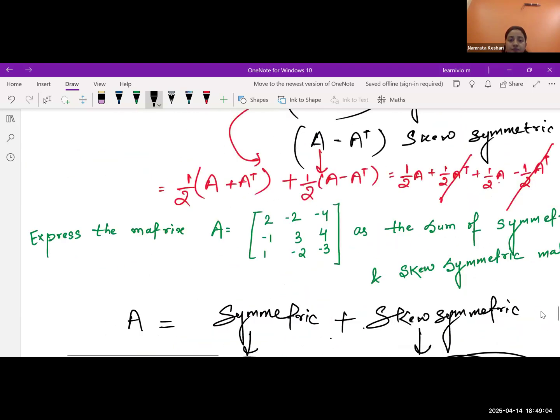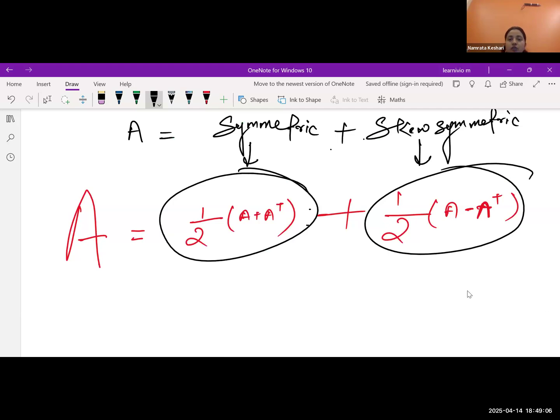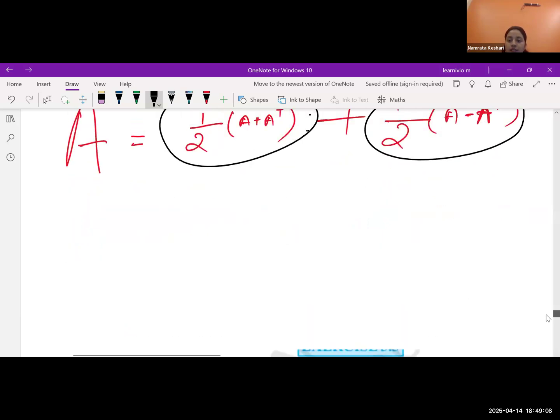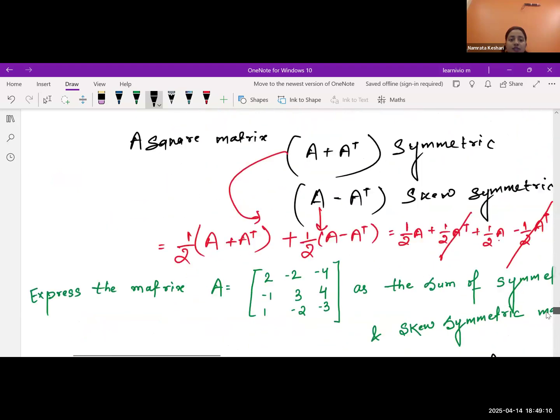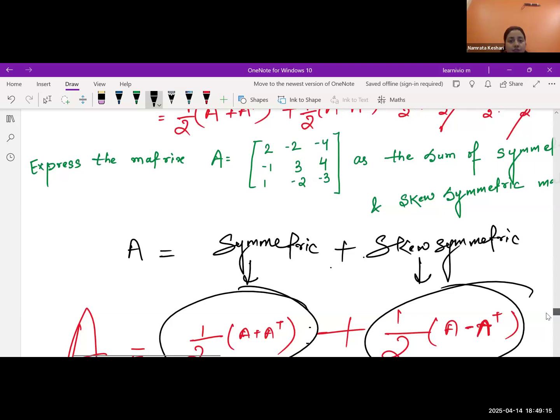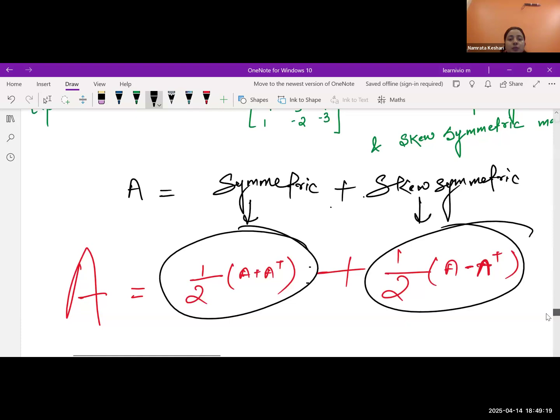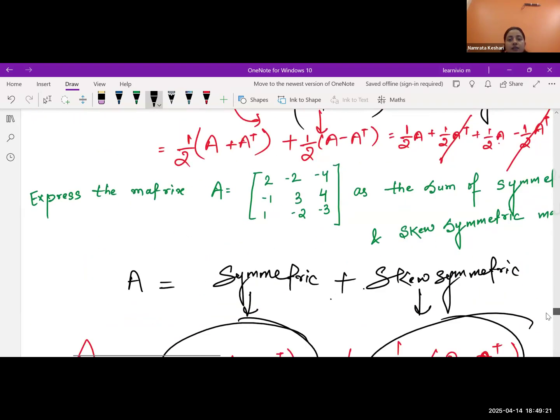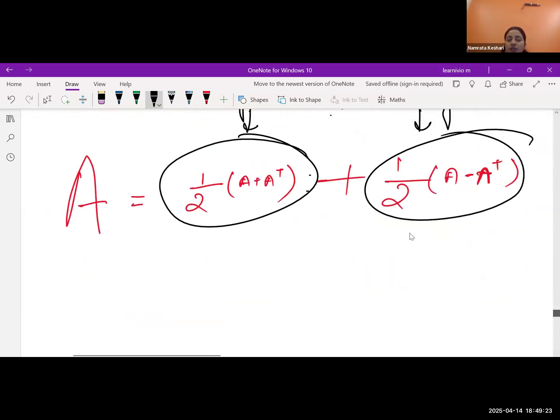Got it? Yes, ma'am. Let's finish it. This type of question will be there in your exercise. You will be able to do it by yourself as well. So A is given over here, and we'll be finding A plus A transpose, A minus A transpose. That's it. And 1 by 2 we will multiply. We can say that these two are the matrices, of which one is symmetric, another is skew symmetric, and definitely it will give us A. We can show it as well. So let's do it. Let's finish it.